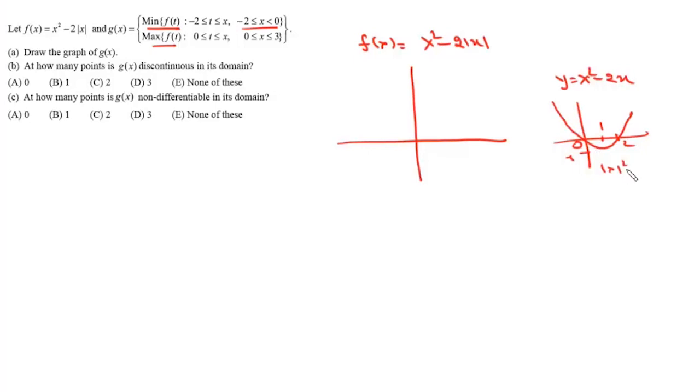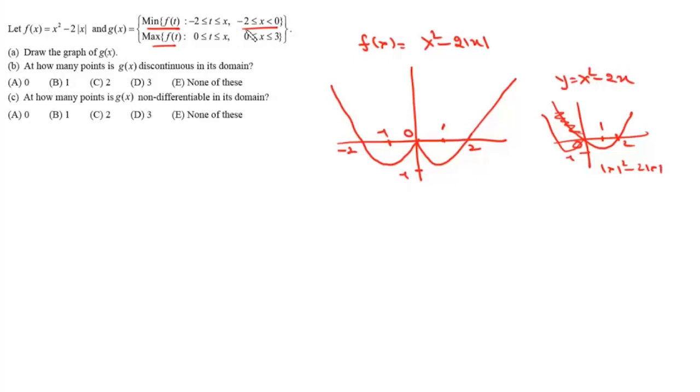Now we'll take the transformation of mod x. So it will be x square minus 2 mod x. So we'll erase the graph from the second and third quadrant, and then we'll take the reflection of left on right. So this function will be drawn like this. Now this is 0, this is 2, this is minus 2, this is minus 1, and this is plus 1, and this value here is minus 1.